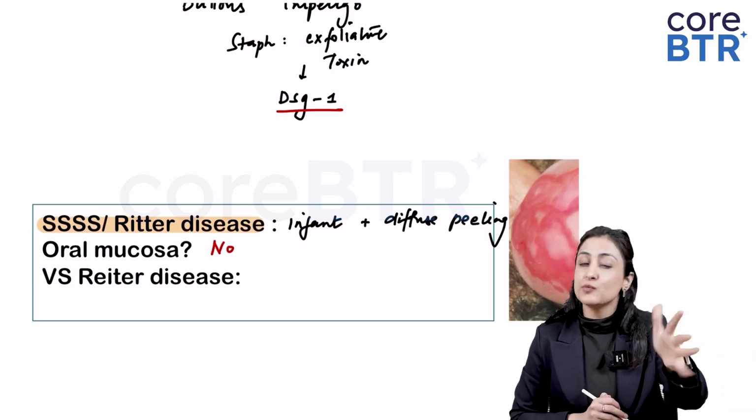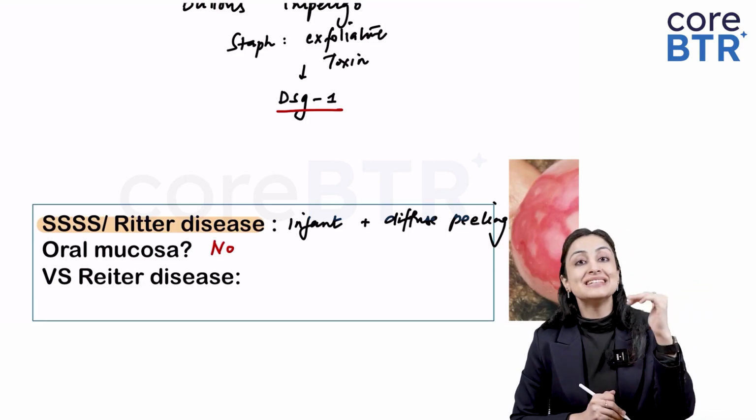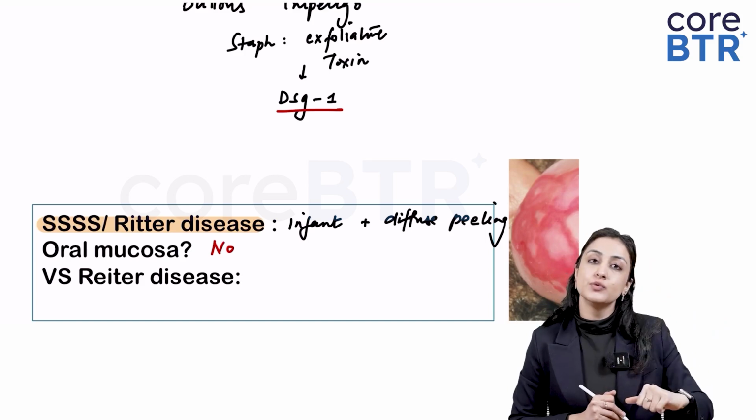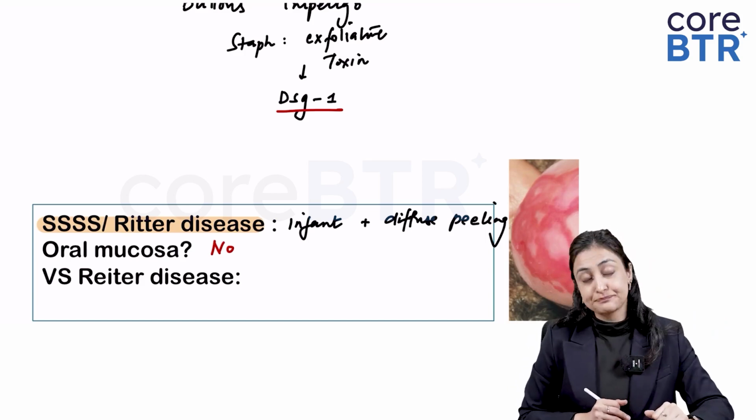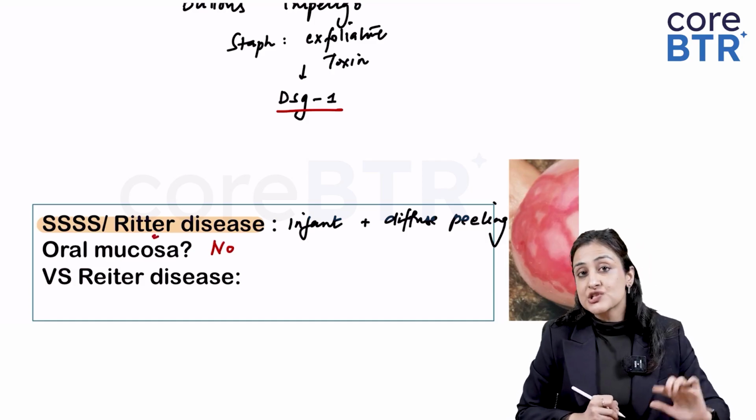Vulgaris in derma means not vulgar, most common. Okay, so pemphigus vulgaris is desmoglein 3, a little deeper, affects the mucosa, not desmoglein 1. Right? Now, another tangent is Ritter's versus Reiter's.